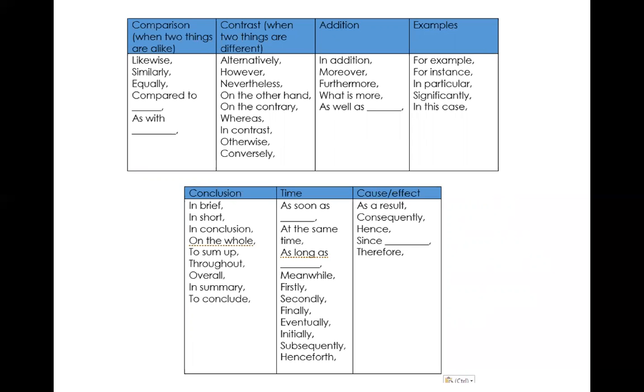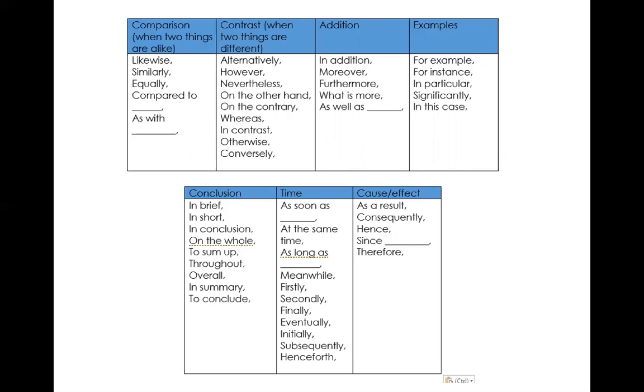So you've got comparative discourse markers there, especially for when two things are alike, words like likewise, similarly, equally, compared to something, as with something. But the main one we're going to look at is the second column there, contrast, when two things are different, which are very much going to come in handy with this question, because we are comparing the differences between Aberfan and London. And we're looking at words such as alternatively, however, nevertheless, on the other hand, on the contrary, whereas, in contrast, otherwise, and conversely.